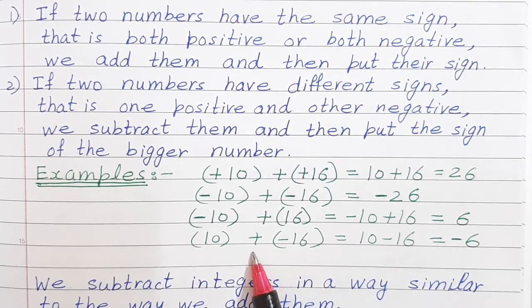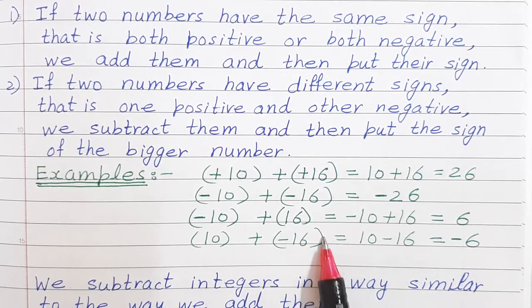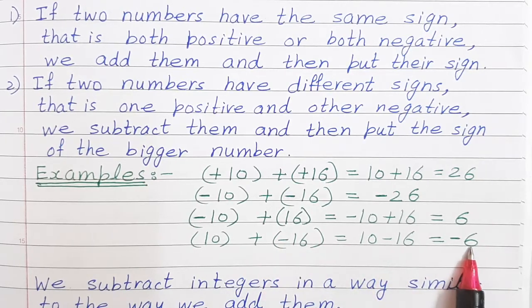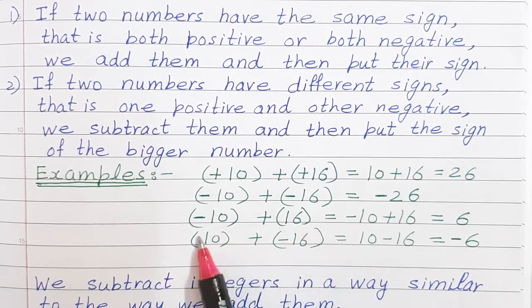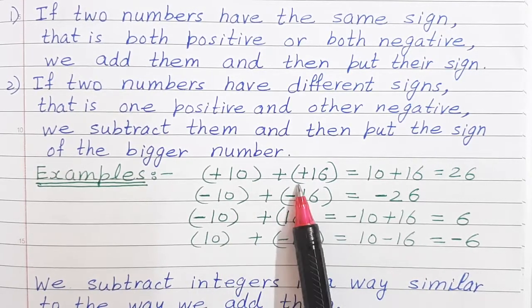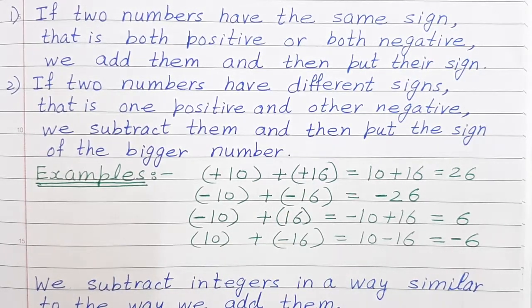But in the other case, one is positive, one is negative. So we subtract and the sign of the bigger number will come. Here the bigger number is minus 16. The number is 16 and the sign is negative. So minus 6 will come here. I hope you all have understood this now. So this is how we add two integers of different sign and of same sign. Clear?